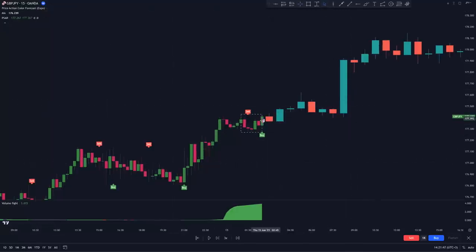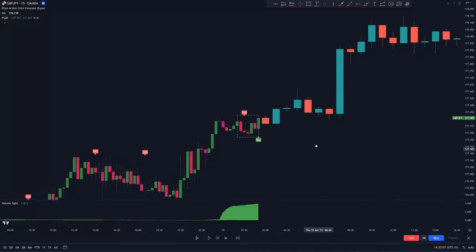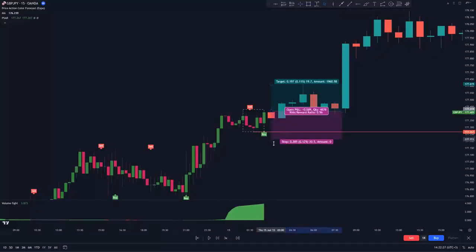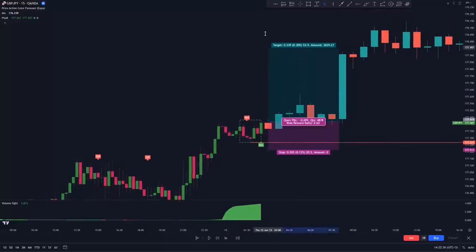Lastly, for our final confirmation, let's activate the price action color forecast indicator. Now, for this trade setup to be valid, the predicted price pattern needs to go beyond our take profit level without touching the stop loss level. To confirm that, we just take the long position tool and place it on the open of the first predicted candle. The stop loss is going to be set below the most recent swing low.